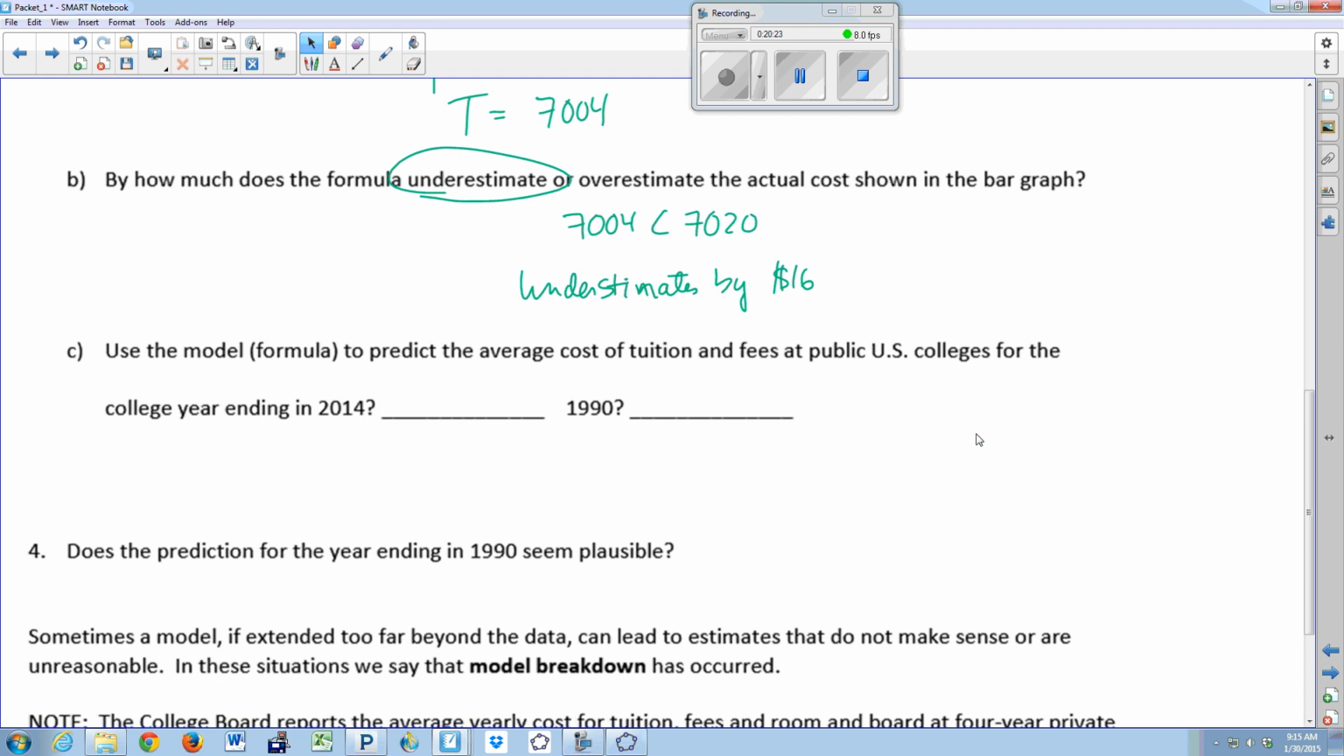Plug in 14 instead of 10, right? Because x is equal to 14. So I want tables 1, 2, and 3 to do this. Tables 1, 2, 3, get the answer for this. In tables 5 and 6, what would be the value for x for 1990? Negative 10, right? Because 1990 minus 2000 gives me negative 10, right?